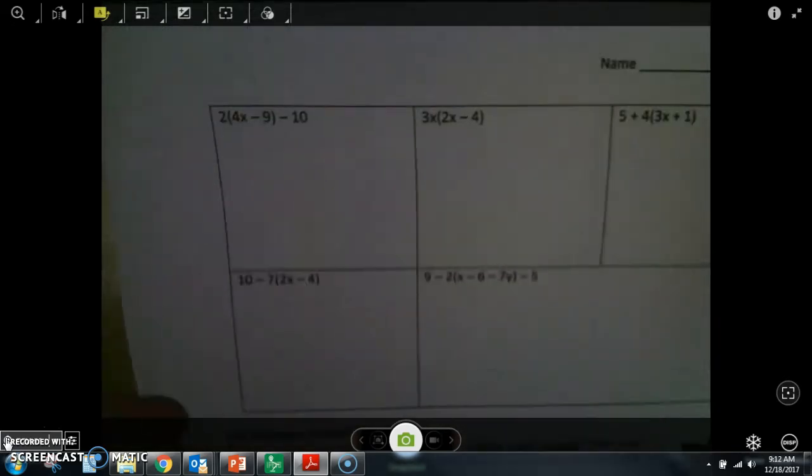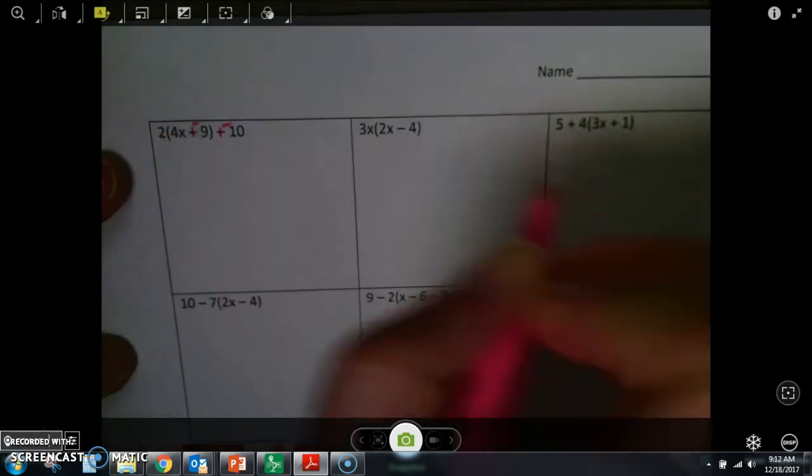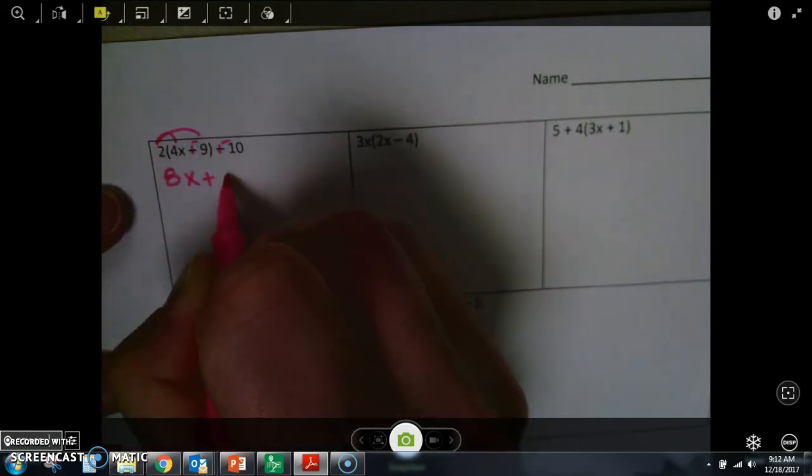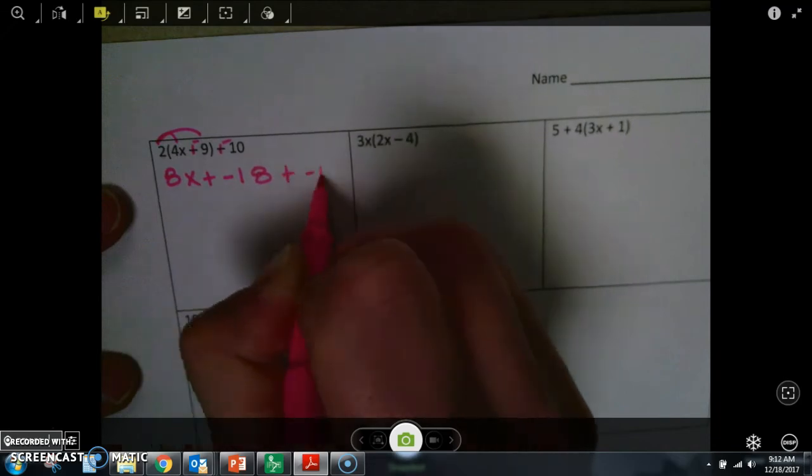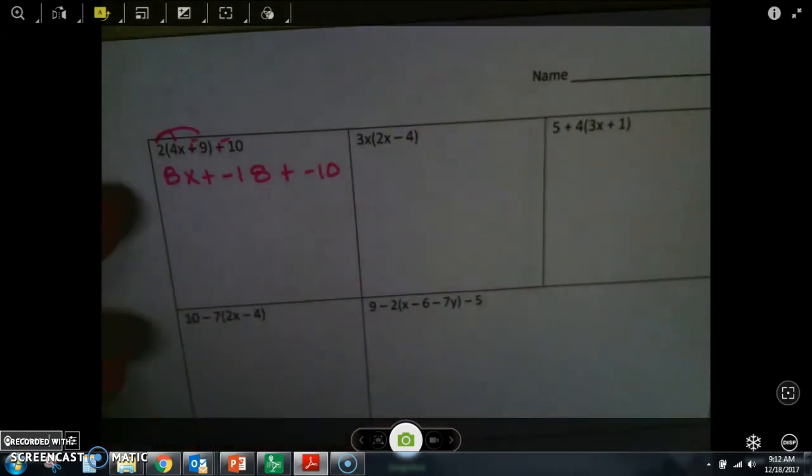All right, next page. So I have a couple of minus signs. So I'm going to change it to plus negative 9 and plus negative 10. Then I'm going to distribute. You only distribute the 2 to what's in the parentheses. So 2 times 4x is 8x plus 2 times negative 9 is negative 18, and then I just write the negative 10 at the end. I'm done distributing, but this is not my final answer yet because negative 18 and negative 10 are like terms. So 8x is by itself, and then negative 18 plus negative 10 is negative 28, or you could say 8x minus 28.